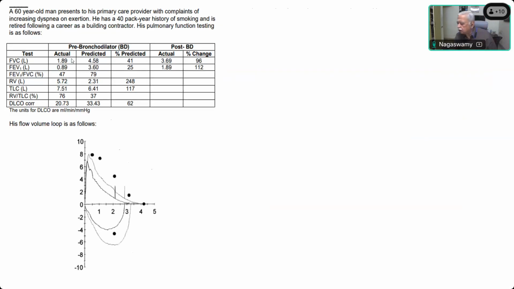A 60-year-old man presents to his primary care provider with complaints of increasing dyspnea and exhaustion. He has a 45-year history of smoking and is retired following a career as a building contractor. FVC is grossly low, FEV1 is low, FEV1 to FVC ratio is also low, and TLC is increased more than predicted. TLCO is also reduced. So what is the difference?